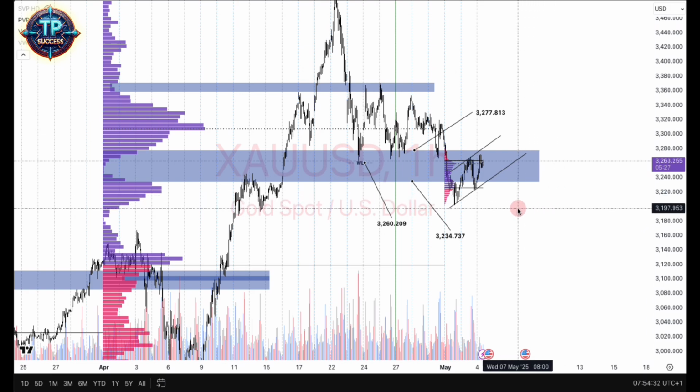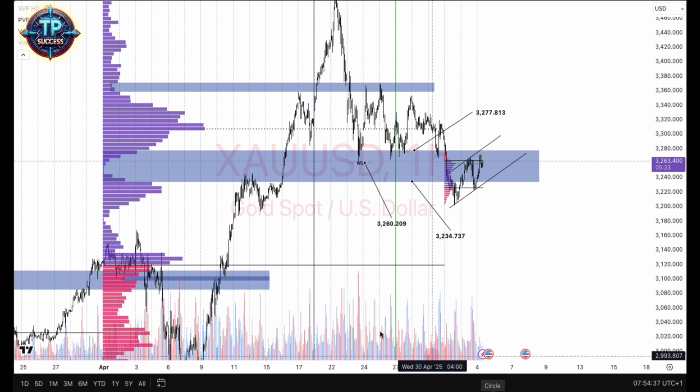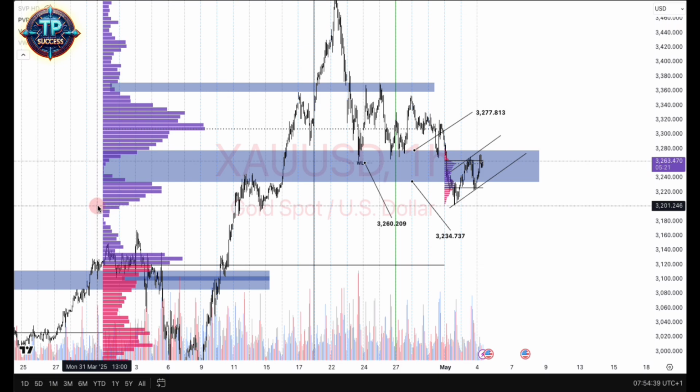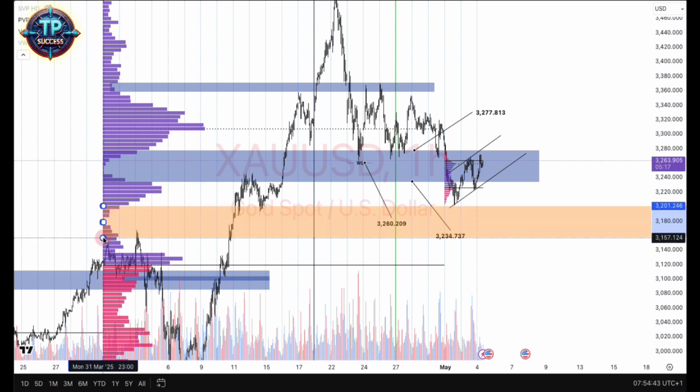The next thing that I also want to look at is this low value node right here. Because now that we have an idea what direction price is heading into, we now need to see where it could go. Where it could go.